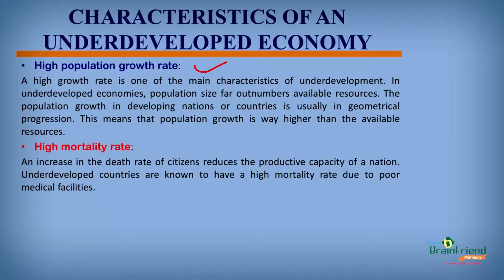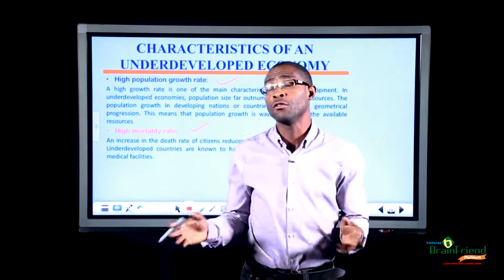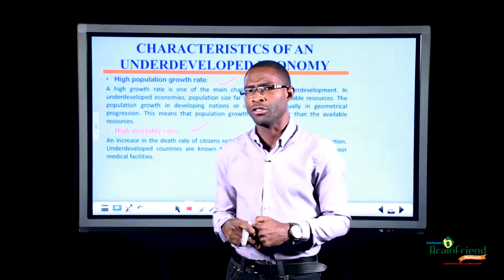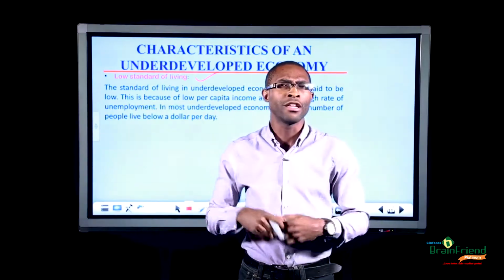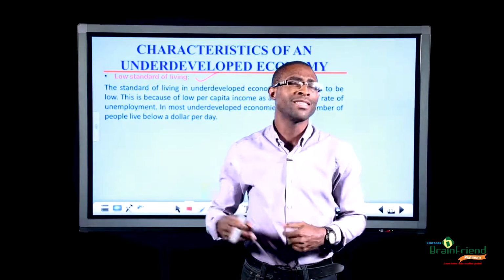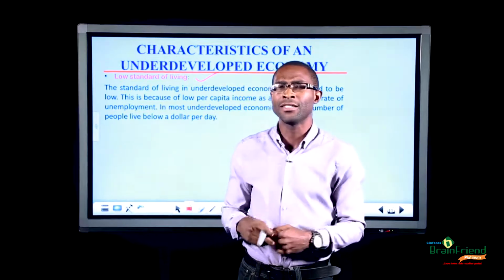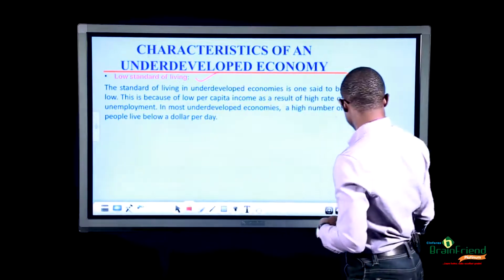Furthermore, we have high mortality rate. An increase in the death rate of a nation's productive force leads to a drastic reduction of its productive capacity. This is as a result of poor medical facilities available in that nation. Lastly, we have low standard of living. When the cost of living is drastically high in a nation when compared to the income taken home by the working population, it means that such a nation is experiencing underdevelopment.